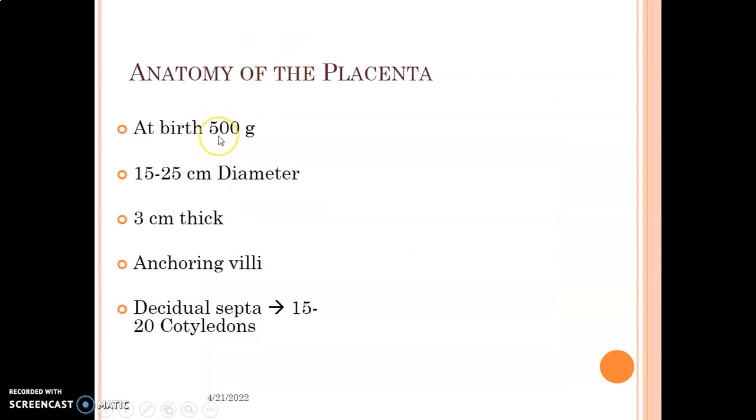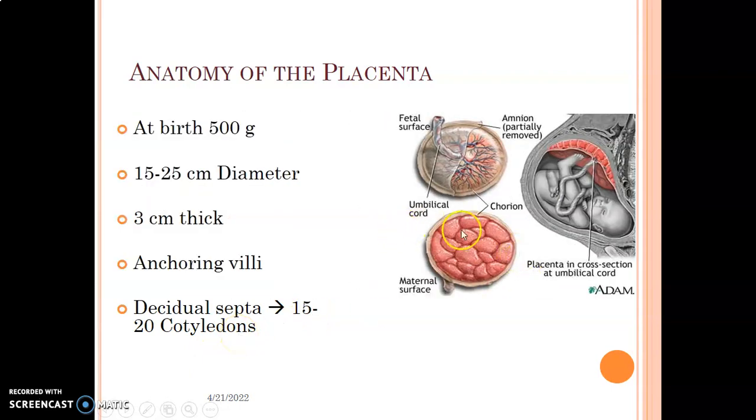So the placenta at birth weighs 500 grams, measures 15 to 25 centimeters in diameter, and is 3 centimeters thick. Usually it contains anchoring villi, and it has a fetal surface and a maternal surface. The maternal surface has 15 to 20 projections, which you call cotyledons.